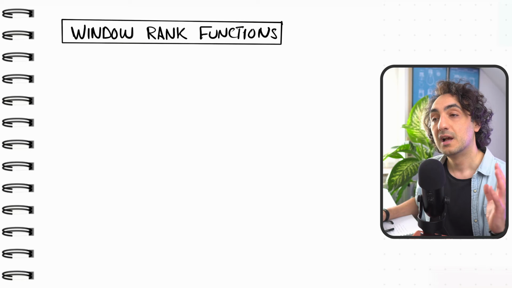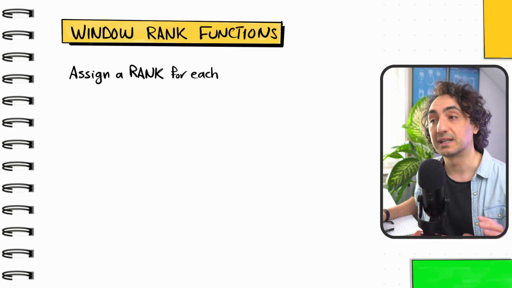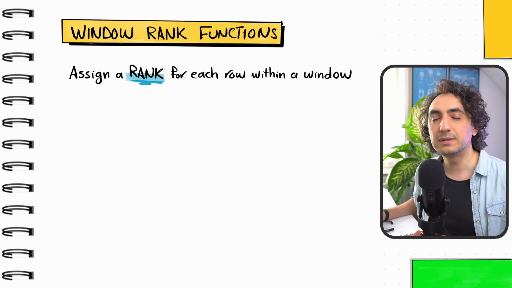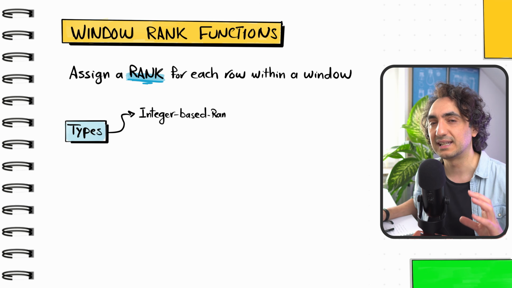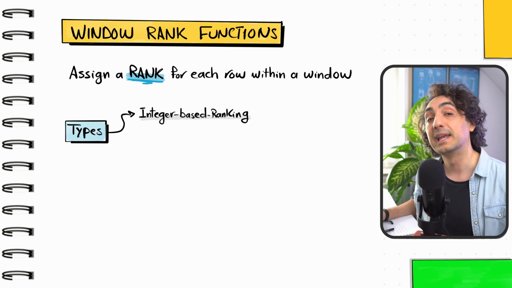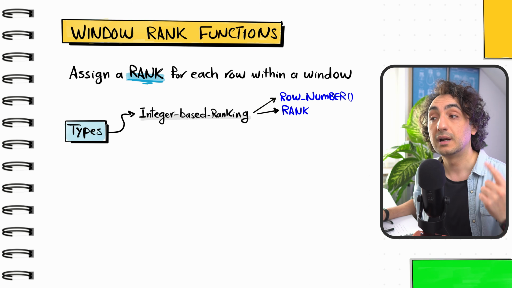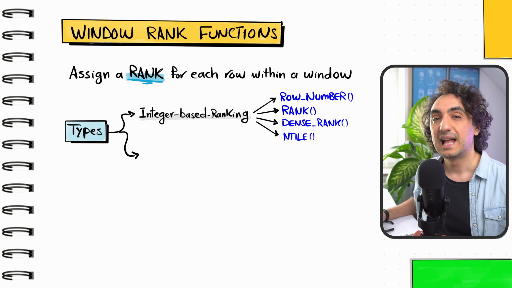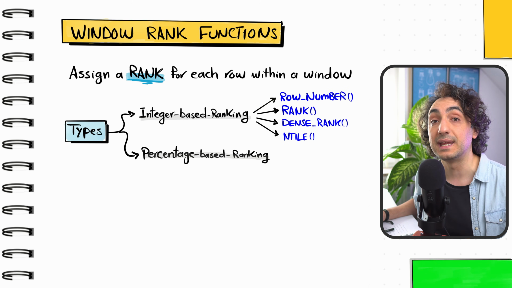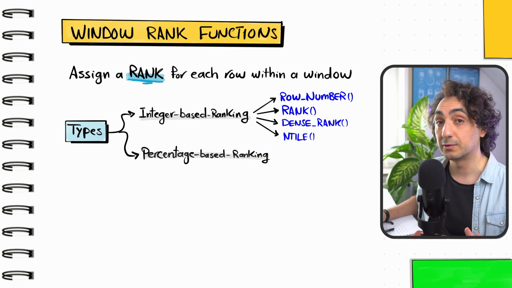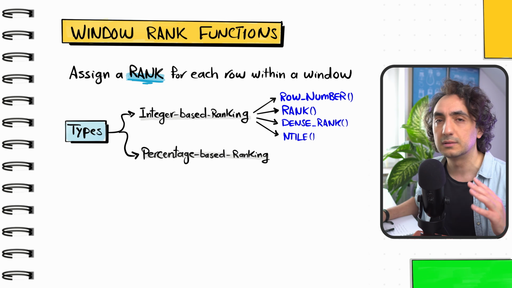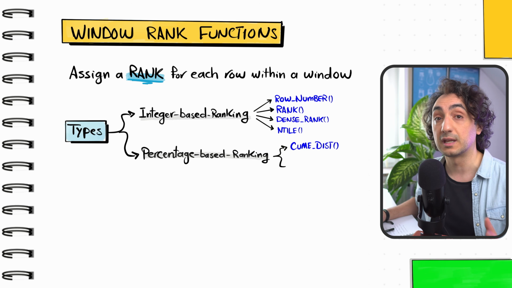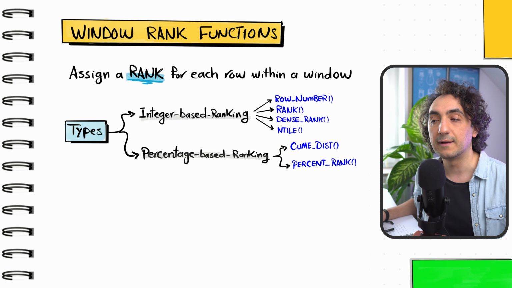Alright friends, so now let's have a quick recap for the window ranking functions. So what they're gonna do, they're gonna go and assign a rank for each row within a window. And we have two types of ranking, right? The first one is the integer based ranking. It's gonna go and assign a number, an integer for each row. And here we have 4 functions: row number, rank, dense rank, and NTILE. And the second type of ranking, we have the percentage based ranking. So SQL first is gonna go and calculate a rank and then assign it for each row. And here we have two types of formula or functions. So we have the cum dist, the cumulative distribution, and the second one we have the percent rank.